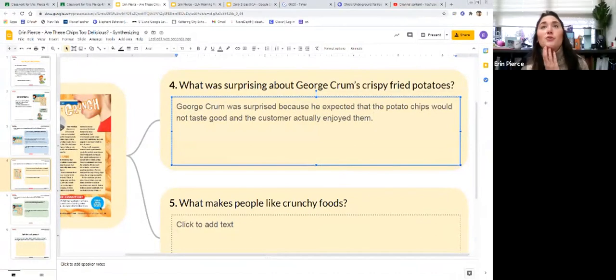What was surprising about George Crumb's crispy fried potatoes? George Crumb was surprised because he expected that the potato chips would not taste good, and the customer actually enjoyed them.